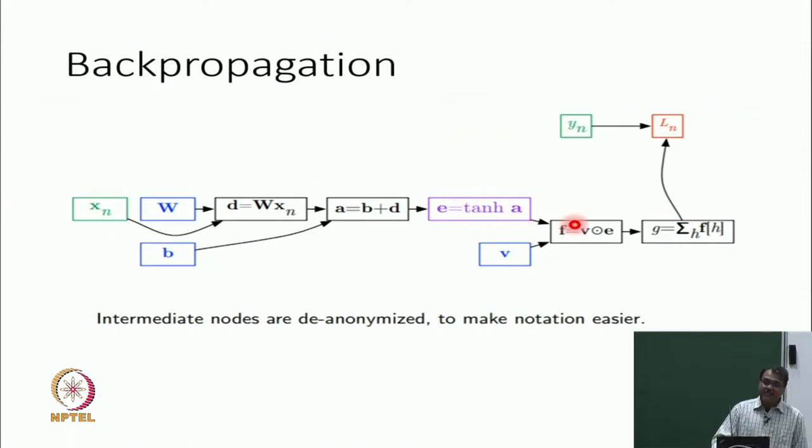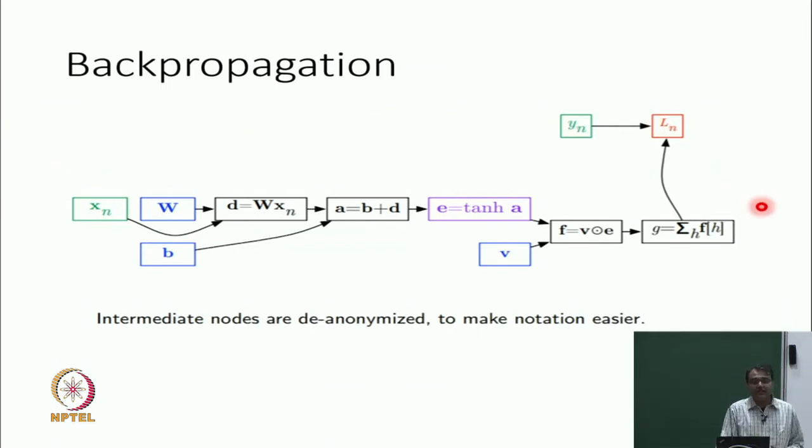Then let's say something else happened. Let's say we did a Hadamard product between v and e. So let's say f is equal to v Hadamard product with e. Then let's say g is nothing but the sum over all elements of this vector f, to compute summation h of fh. And let's say that computed the loss function ln.